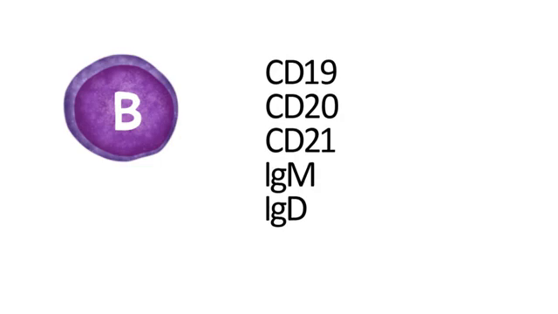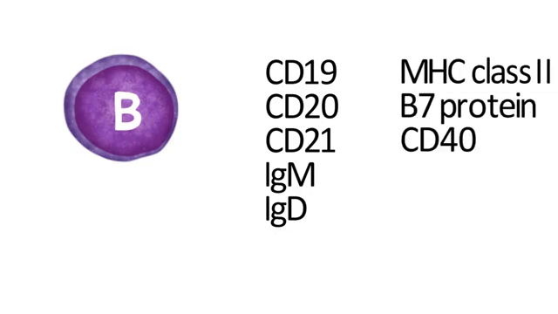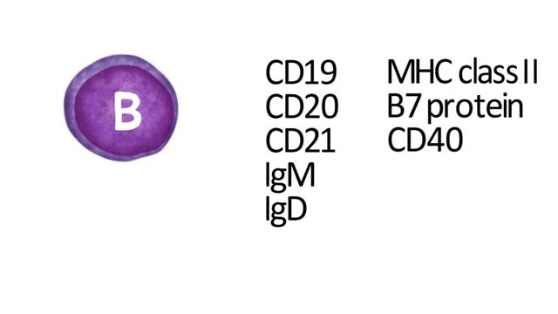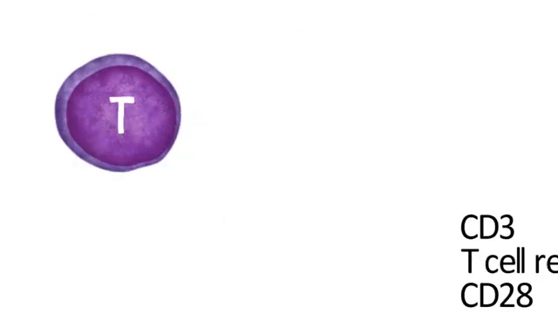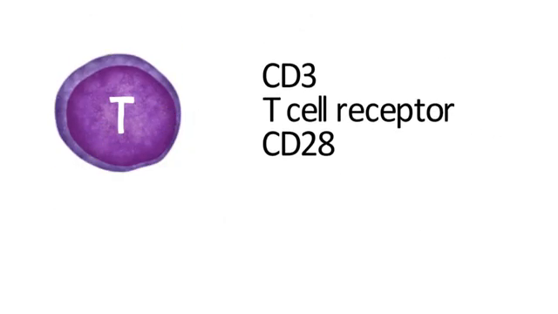So these are the surface markers we just covered in B cells: CD19, CD20, CD21, IgM, IgD, MHC class II, a B7 protein, and CD40. Then, T cells have CD3 and a T cell receptor, and also CD28, which is what binds to the B7 protein on the antigen-presenting cell.